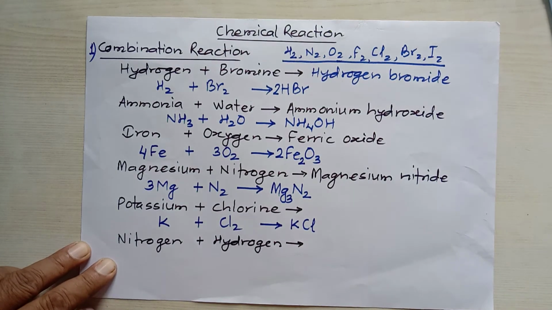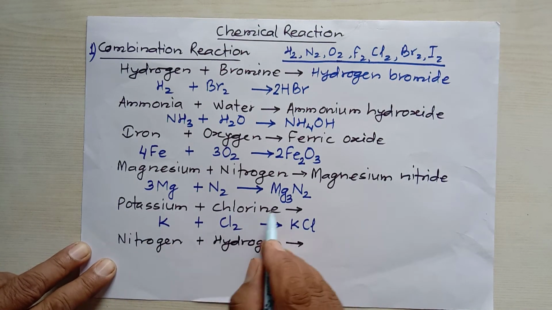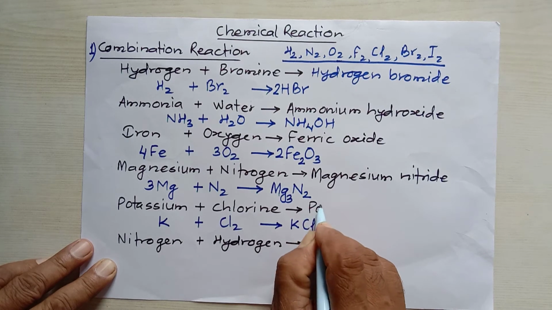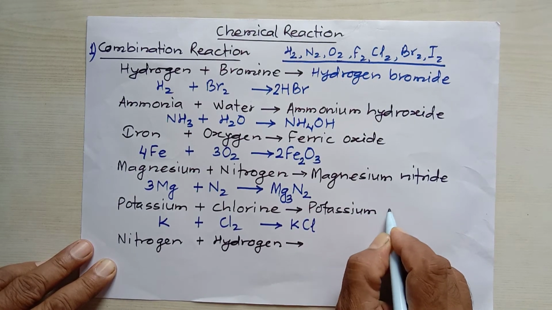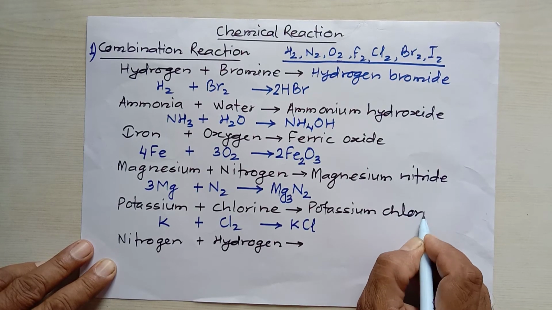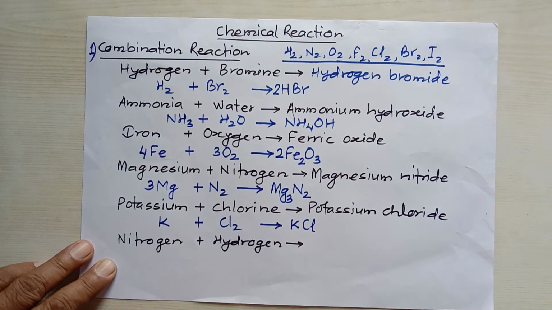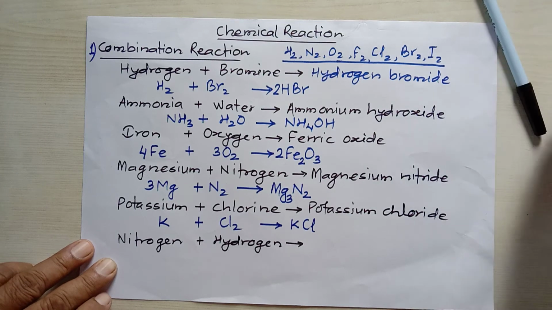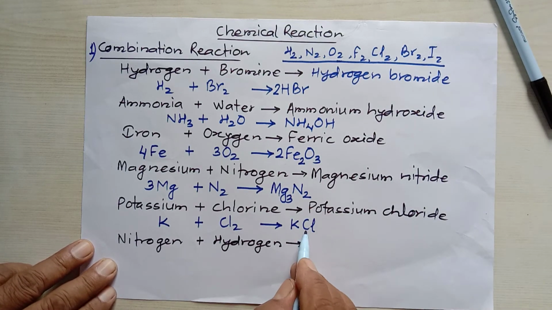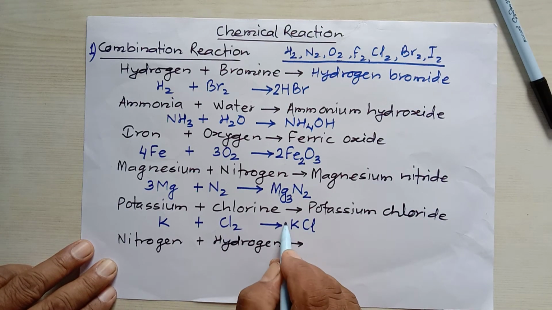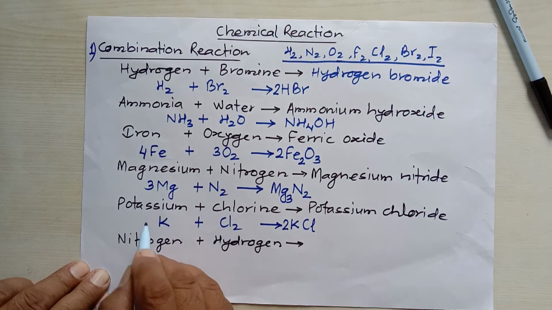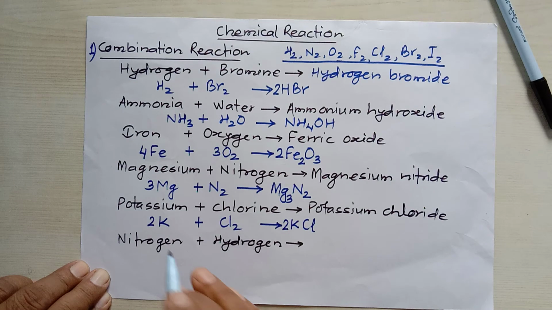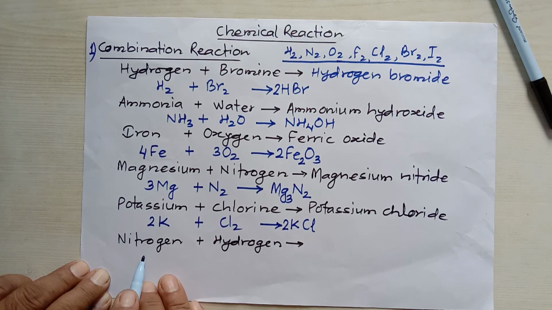But while writing the name, potassium when it combines with chlorine, we write potassium chloride. Now let's balance the equation. Chlorine 1, chlorine 2. That's why here it is an odd number. I made it even. Now potassium 2, if we take 2 here, then both sides are balanced.